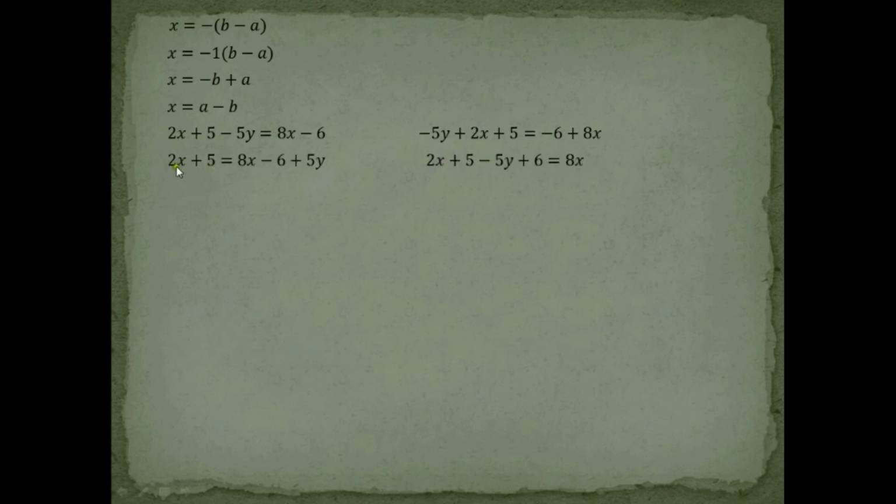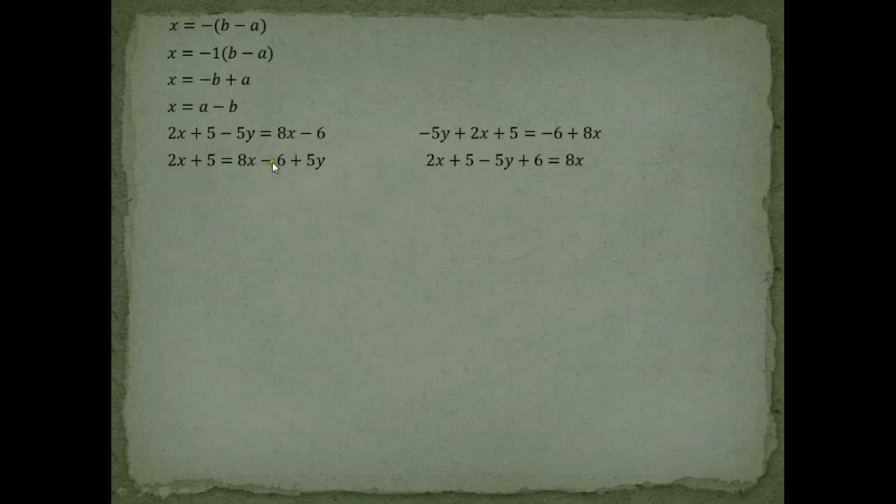But check this out. I have 2x plus 5 equal to 8x minus 6 plus 5y. Now, if I have this 2x, and this plus 5, and I move this plus 5y to the other side, what happens? It becomes minus 5y. Now, moving this minus 6 to this other side changes its sign, it becomes plus 6. And because I'm not moving this one, it sticks right there, which is 8x.